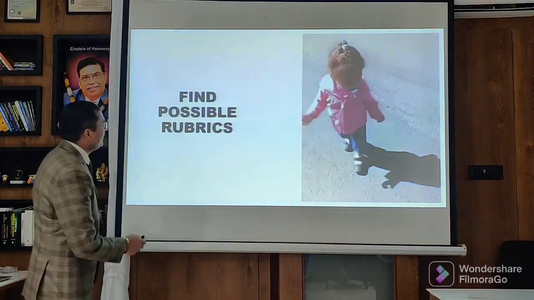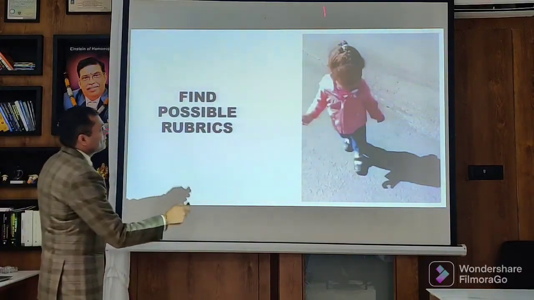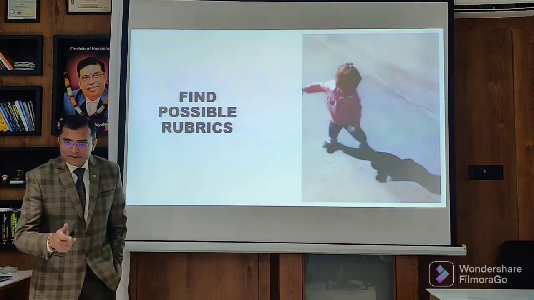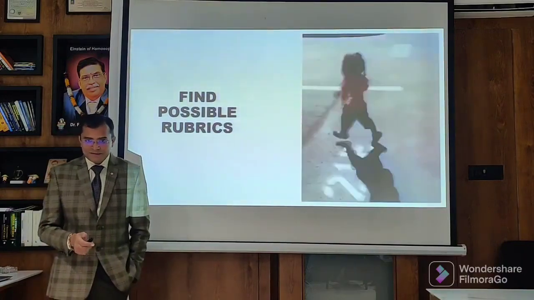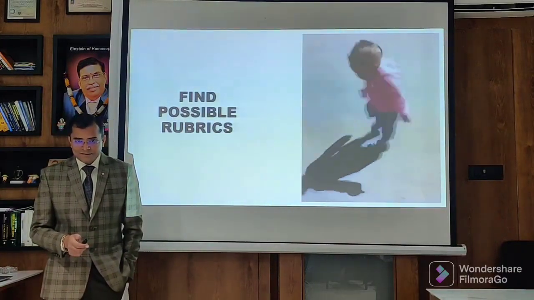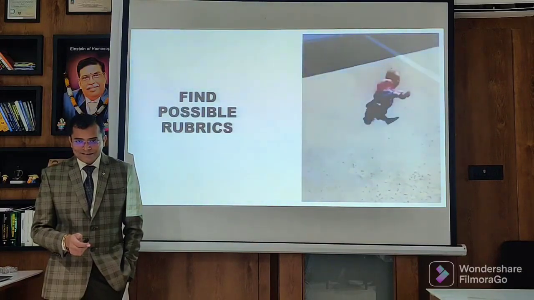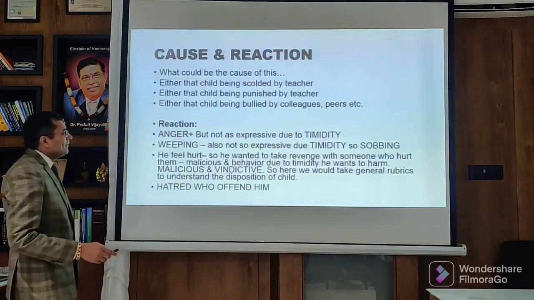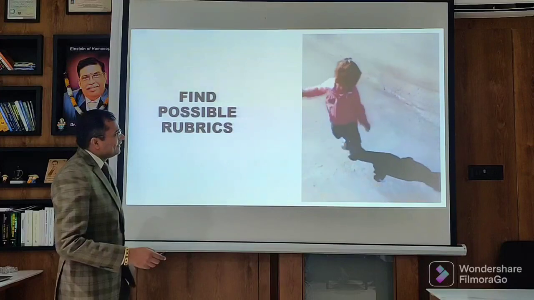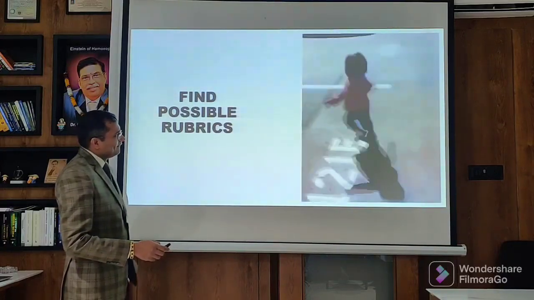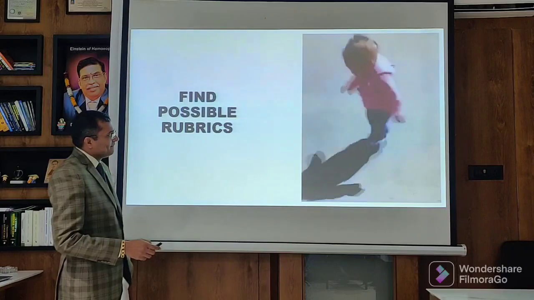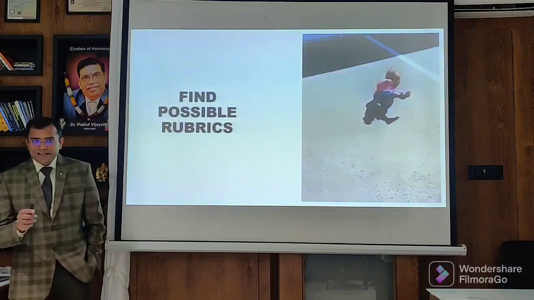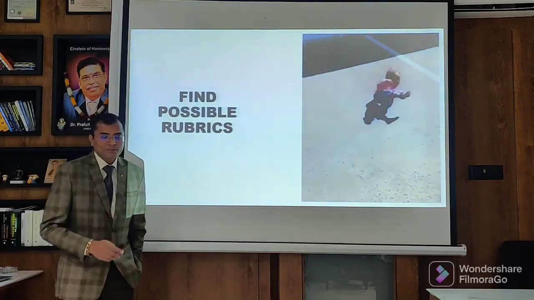Let's say another example. Find the possible rubrics for this very cute baby, and let's have a video. What is this? Fear of own shadow. So we have the rubric fear of own shadow.